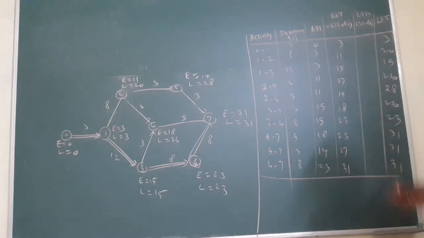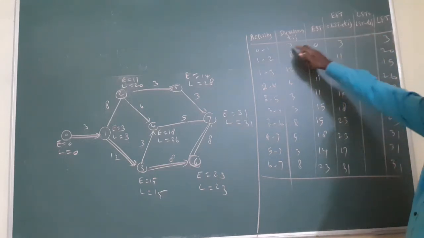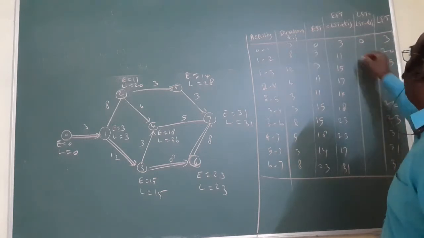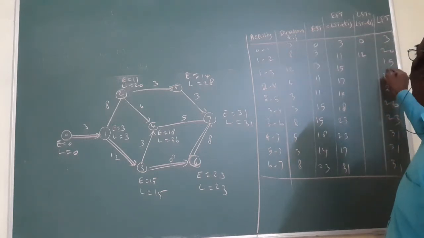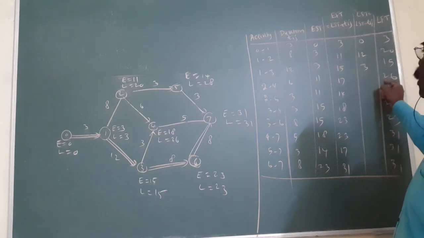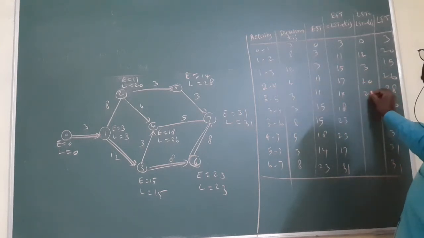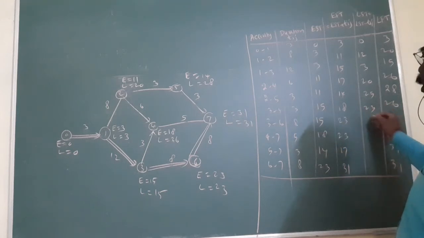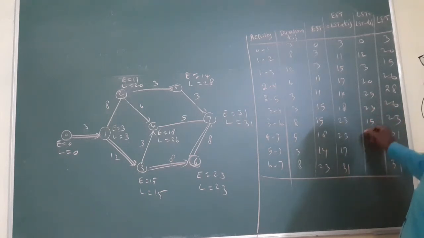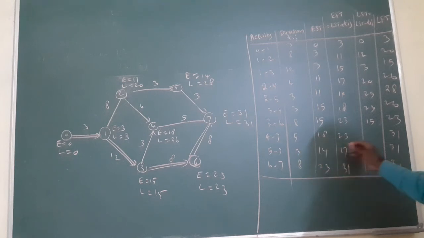Am I right? Now, from this, you will subtract this one. 3 minus 3, 0. 20 minus 8, 12. 15 minus 12, 3. 26 minus 6, 20. 28 minus 3, 25. 26 minus 3, 23. 28 minus 8, 15. 23 minus 8. 31 minus 5, 26. 31 minus 3, 28. Again, 31 minus 8, 23. Am I right? You will subtract this answer.